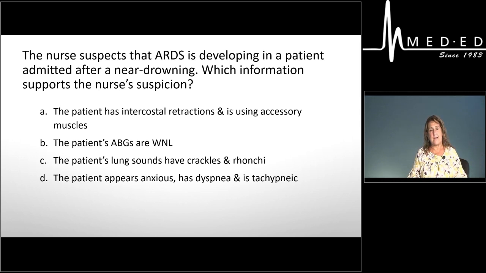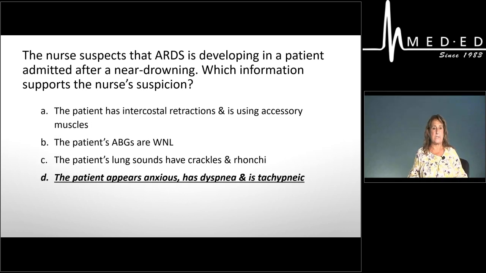The nurse suspects that ARDS, or acute respiratory distress syndrome, is developing in a patient admitted after a near drowning. Which information supports the nurse's suspicion? The patient has intercostal retractions and is using accessory muscles. The patient's ABGs are within normal limits. The patient's lung sounds have crackles and rhonchi. Or the patient appears anxious, has dyspnea, and is tachypneic. And the answer is the patient appears anxious, has dyspnea, and is tachypneic. ARDS has all these signs, so that would be the clue that they're developing ARDS.